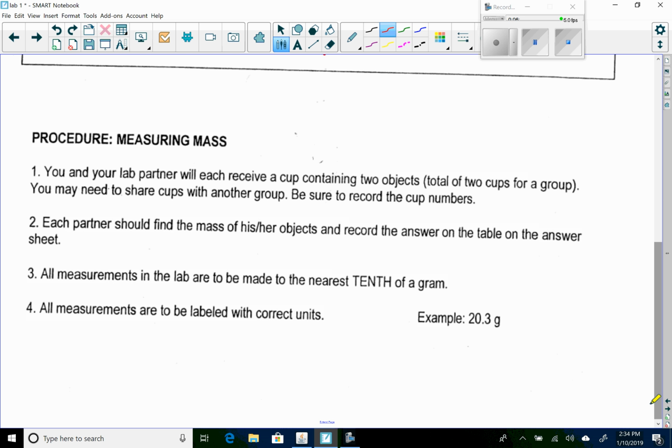Procedure for measuring mass. 1. You and your lab partner will each receive a cup containing 2 objects, a total of 2 cups per group. You may need to share cups with another group. Be sure to record the cup numbers. 2. Each partner should find the mass of his or her objects and record the answer on the table on the answer sheet.